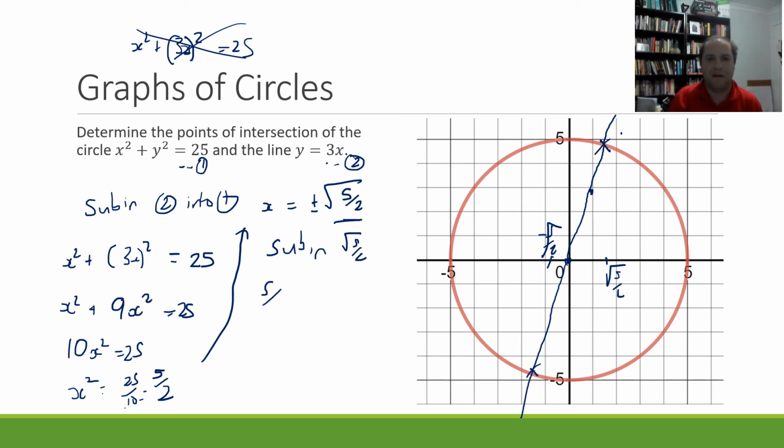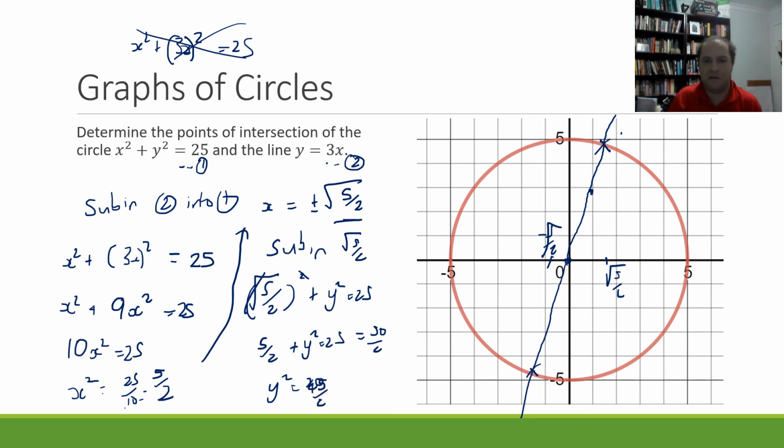So square root 5 on 2, squared, plus y squared equals 25. All right, so square root and squared cancel each other out. So we'll just have 5 on 2 plus y squared equals 25. Rearranging that, 25 is the same as 50 on 2, so subtracting that from both sides, y squared equals 45 on 2, so y equals plus or minus square root 45 on 2.